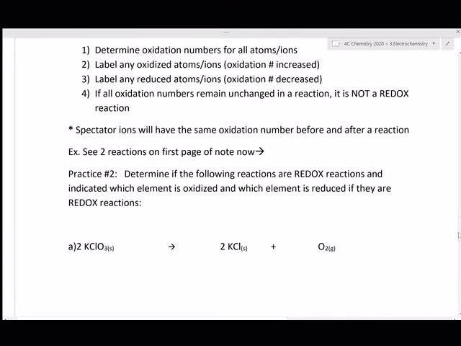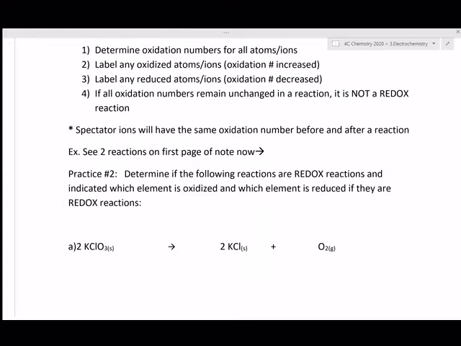Okay, now just on a note, we have done total and net ionic equations earlier, and spectator ions, remember, literally don't do anything. They're just hanging out before, hanging out after, don't participate. And now we're going to revisit those because we'll see that if something has an oxidation number that doesn't change, then you can assume that it was just a spectator.